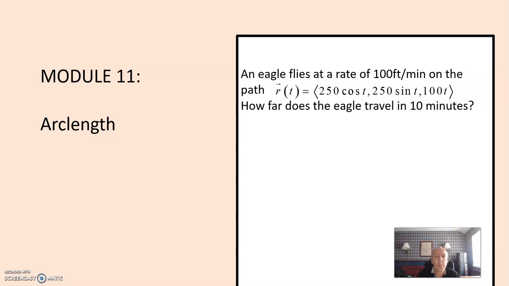Notice these components are probably keeping track of the eagle going north and south, the second one east and west, and the final one, whether the eagle is flying higher or lower.